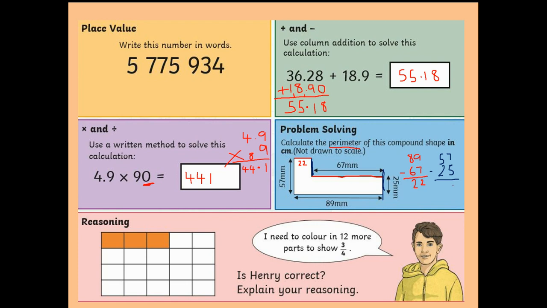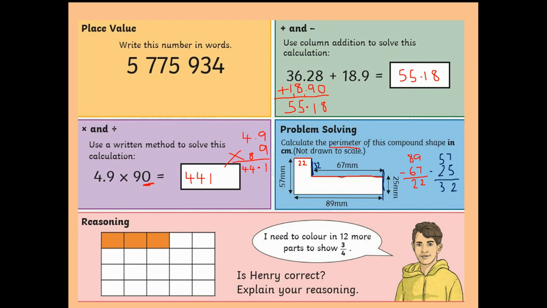So 7 take away 5 is 2, 5 take away 2 is 3. So this bit here would be 32. Now, if I want to find the perimeter, remember you've got to find all the way around. I've got to add up all of these numbers.